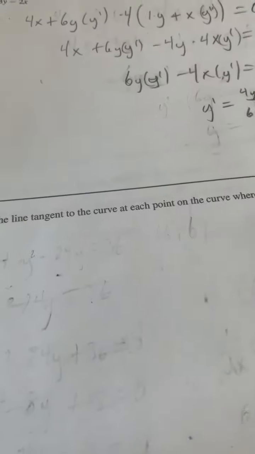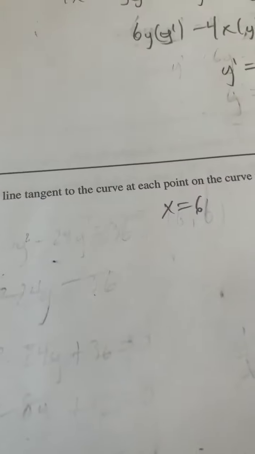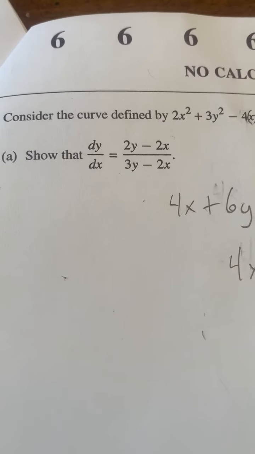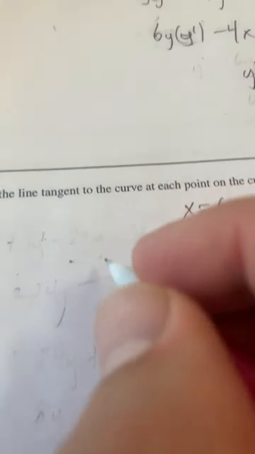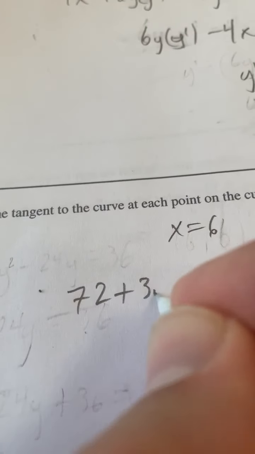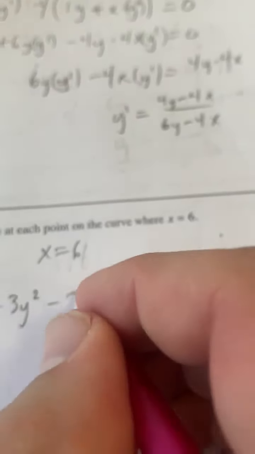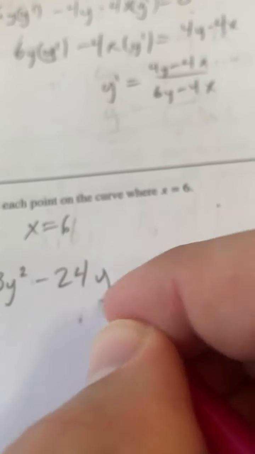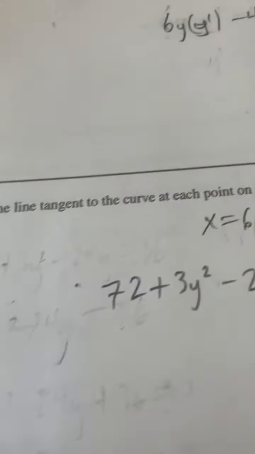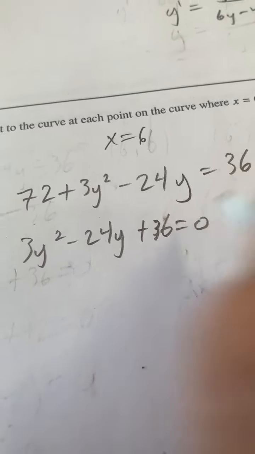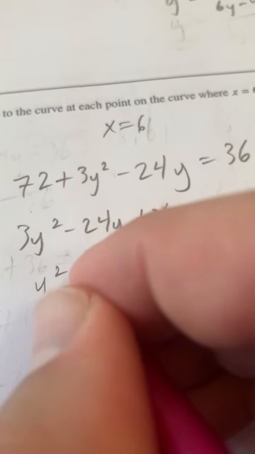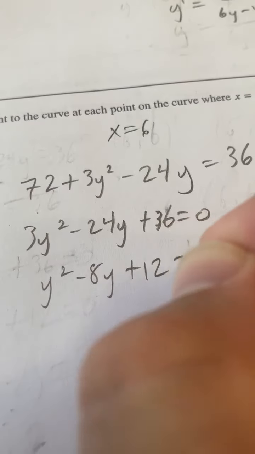Next exercise, find the slope of the tangent line to the curve at each point where x equals 6. So normally having x equals 6 would be enough. But since our slope has a y and an x, I gotta plug that x equals 6 into the original equation. If I do that, I get 72 plus 3y squared minus 24y equals 36. If I put that in order, I've got 3y squared minus 24y plus 36 equals 0. If I divide everybody by 3, I get y squared minus 8y plus 12 equals 0.